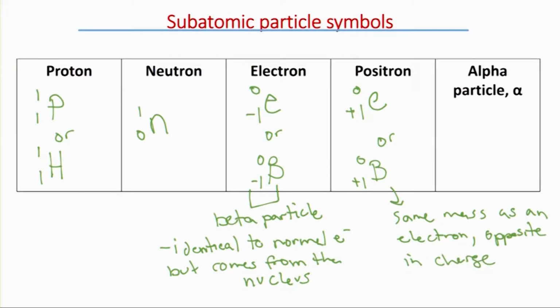We'll look at those more later and how these particles even come about. So don't worry, I just want to kind of identify these so far. We've talked a little bit when we talked about Rutherford and his gold foil experiment way back a while ago about alpha particles.